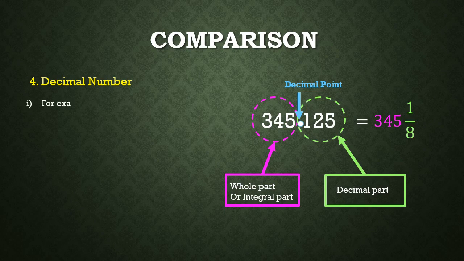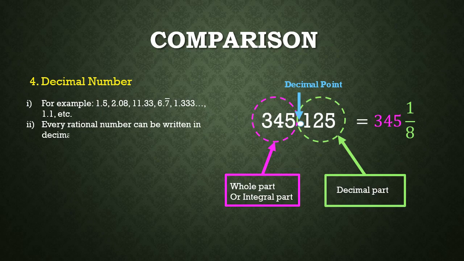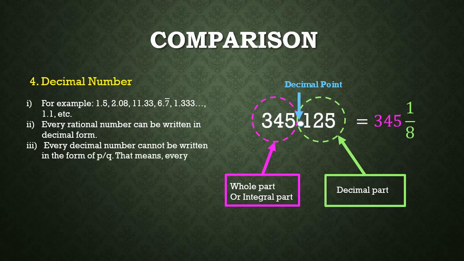Some more examples of decimal numbers are 1.5, 2.08, 11.33, 6.7 bar, 1.333 continuing to infinity, that is, 3 never ends, and 1.1, etc. You need to remember the second point and the third point also. It's quite important. Every rational number can be written in the decimal form, but every decimal number cannot be written in the form of p by q. That means every decimal is not a rational number.